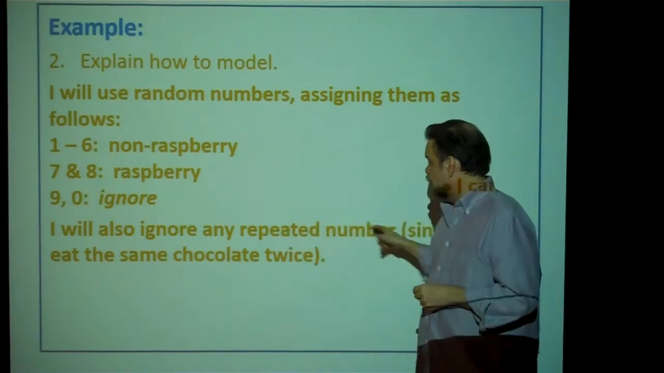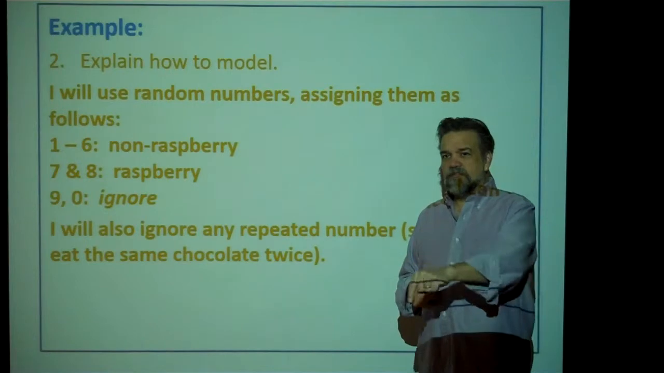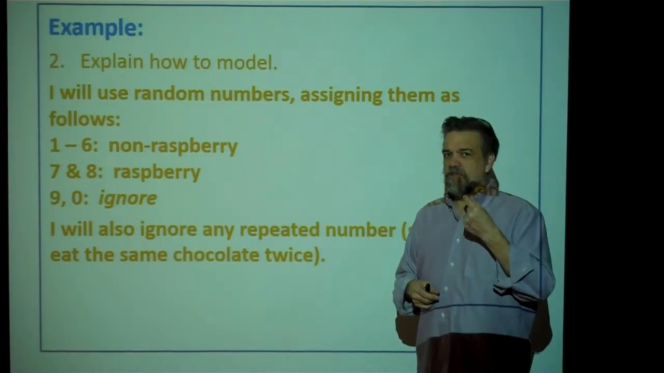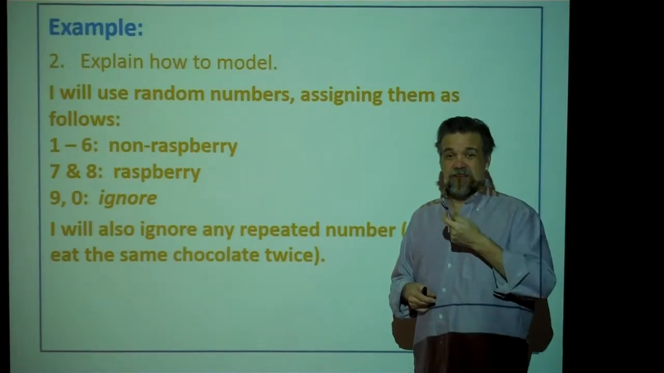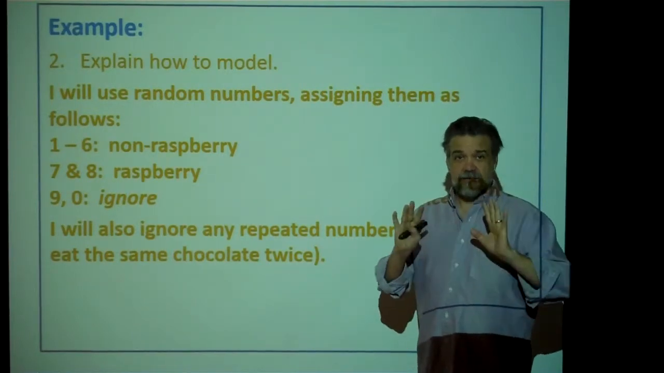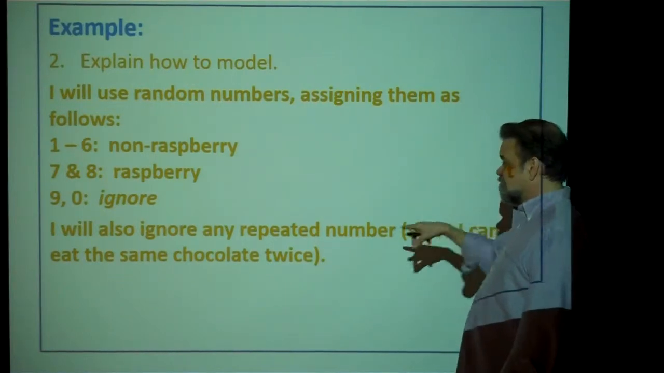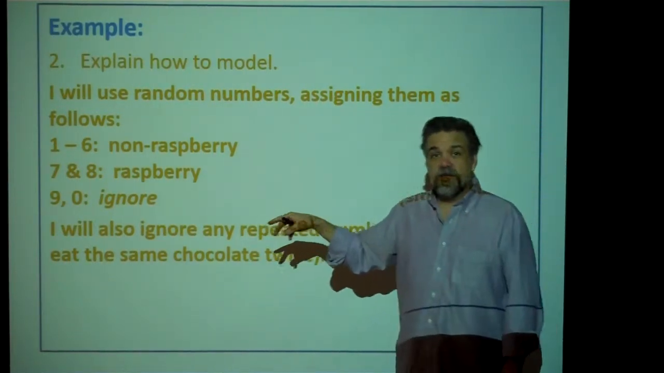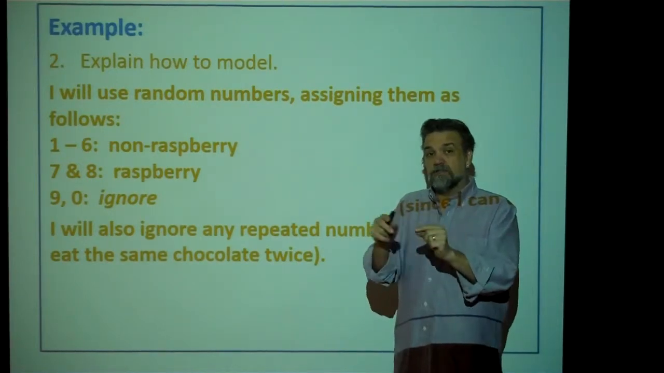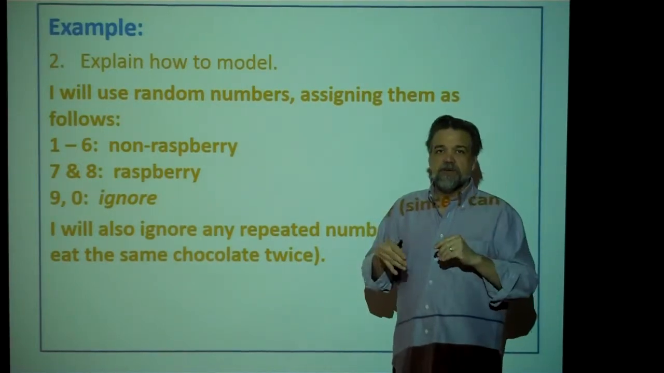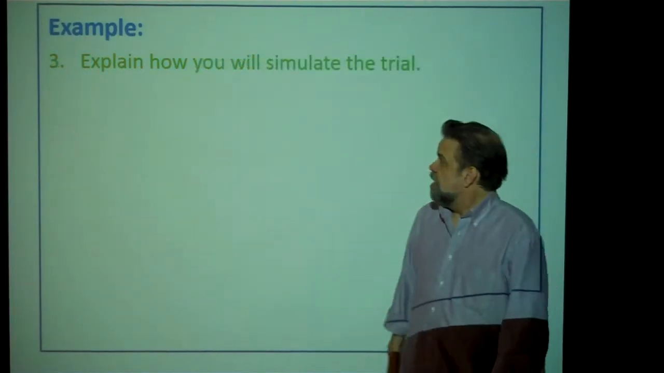I'm also going to ignore any repeated numbers, because in this particular case, I'm selecting without replacement, okay? I'm not a little kid. I don't take a bite of this and then put it back, okay? I take responsibility for the chocolates that I pick. So I cannot eat the same type of chocolate twice. So as I'm going through my random number table, if I see a 4 and then there's a 4 right after it, I have to ignore that because, like I just said, I can't eat the same chocolate twice. All right?